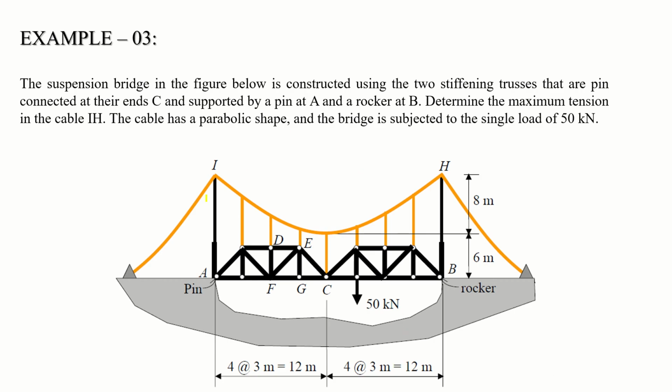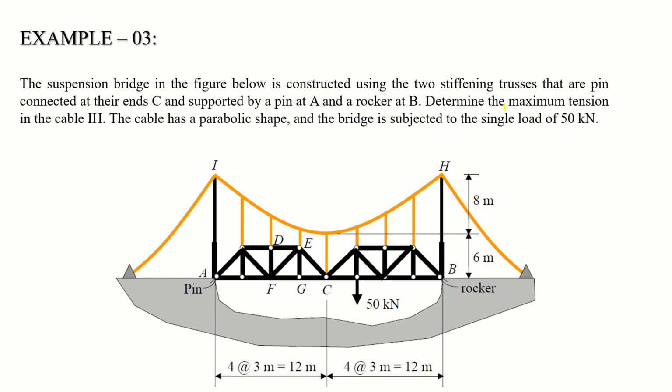Another example, consider a suspension bridge. This is a suspension bridge where the cable is suspended, right? It is hanged or anchored over here, and through the hangers you have a supported deck or truss or whatever system there is. So two stiffening trusses are there, right? Both are joined together at C and supported by a pin at A. Here is a pin support, and here is a rocker. Rocker is more or less similar to a roller support.